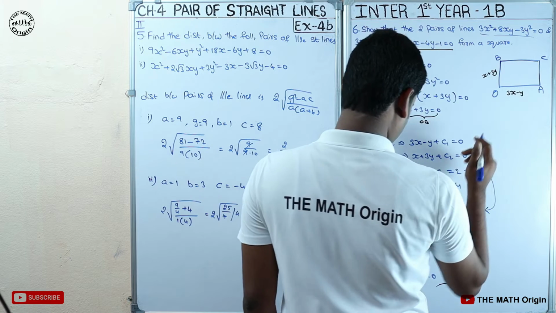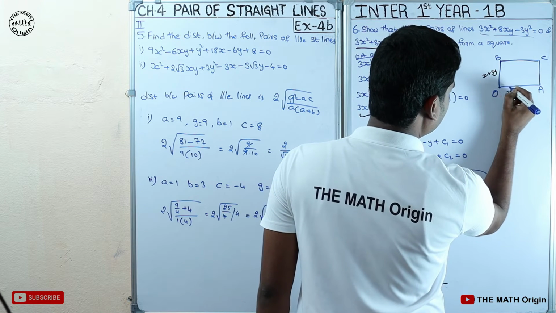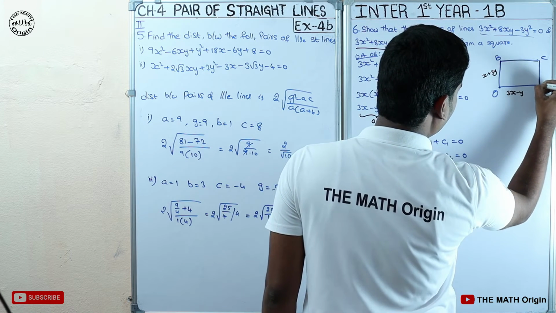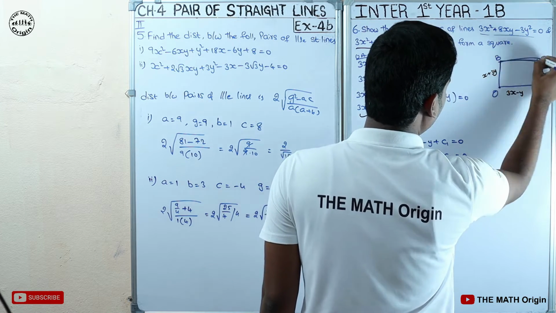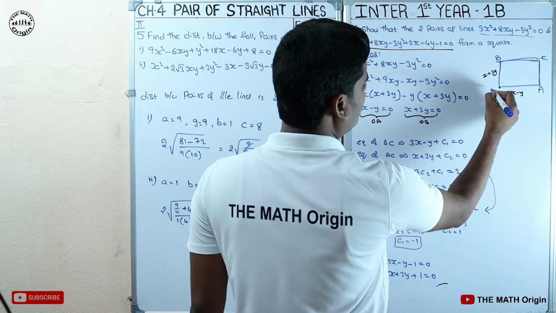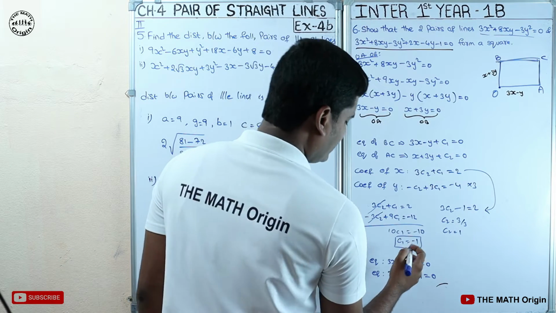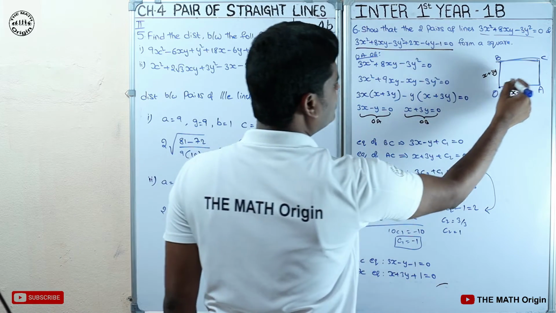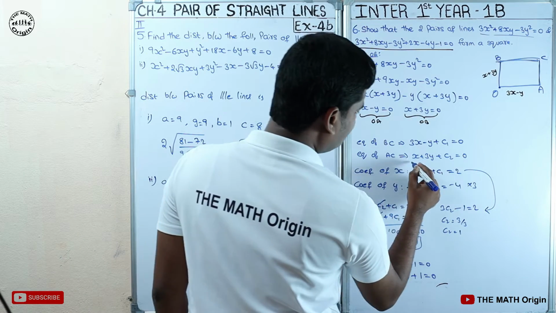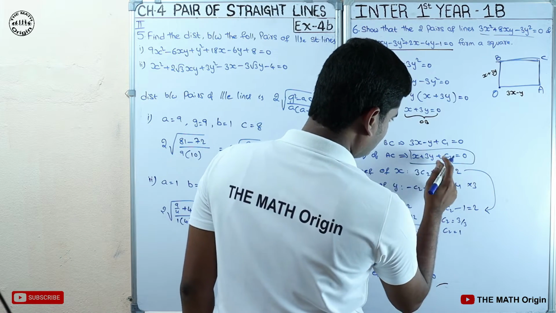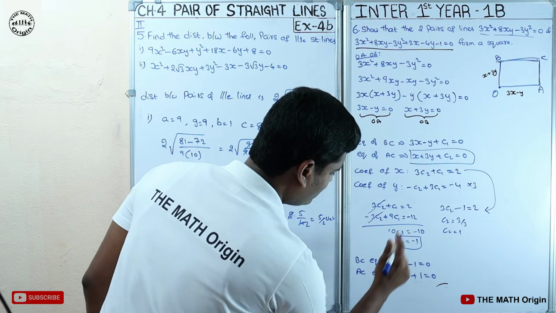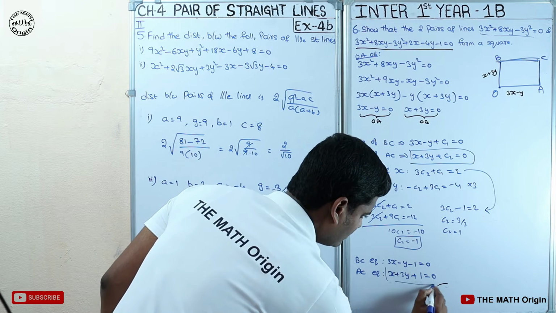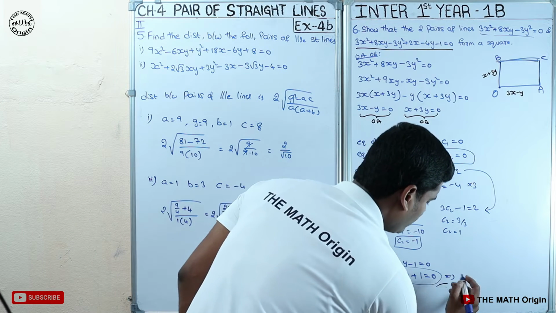Now, from this case, the distance from the origin to this line should be equal to the distance from the origin to the BC line. The distance from the origin to the AC line is a parallel distance. So the equation will be from the origin to the AC line. The AC line equation is this one.